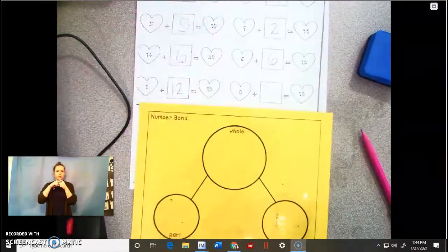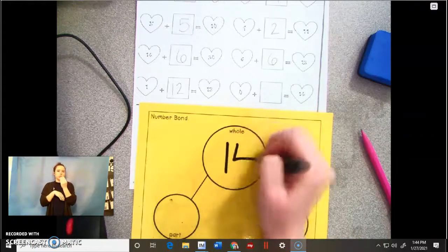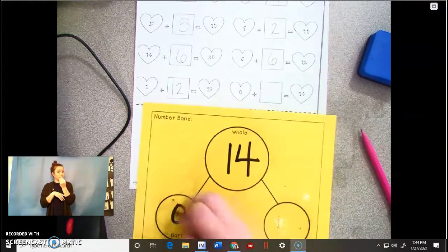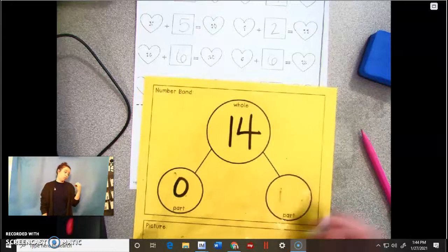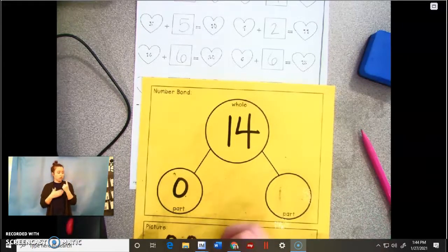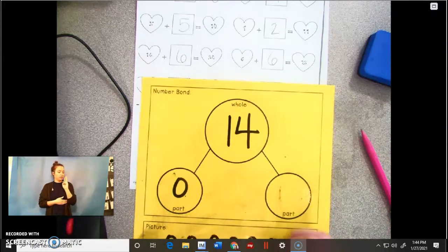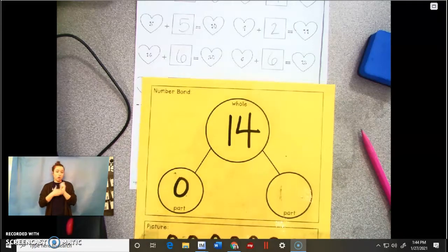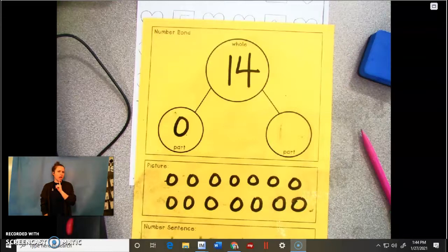All right, 0 plus something equals 14. So 14 is my whole, and I have 0. We're going to figure out the other piece. Let's color 14 circles. 1, 2, 3, 4, 5, 6, 7, 8, 9, 10, 11, 12, 13, 14. I'm going to color 0. See if you can tell me how many are left. Finish this page on your own and put it in your folder.